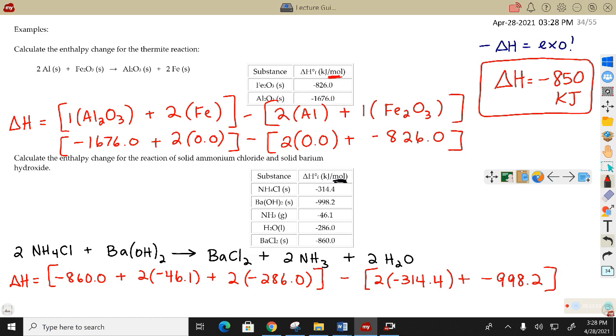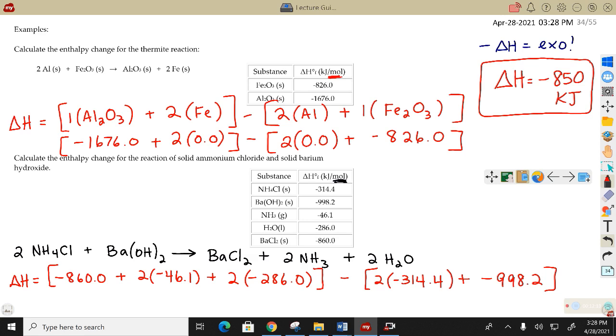Obviously, the calculation itself is not difficult, but you just have to keep things organized, and especially now when you start simplifying this and getting ready to plug it in your calculator, we just have to be careful with all these negative signs, especially, I'm going to have like minus a negative value. So sometimes at this point, I like to just simplify the products and the reactants.